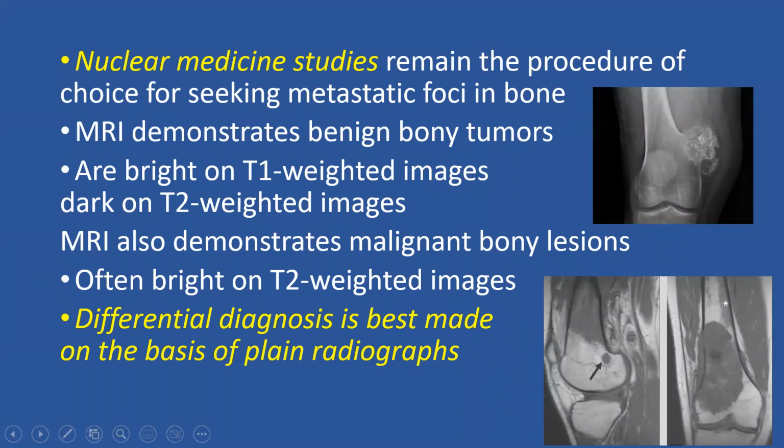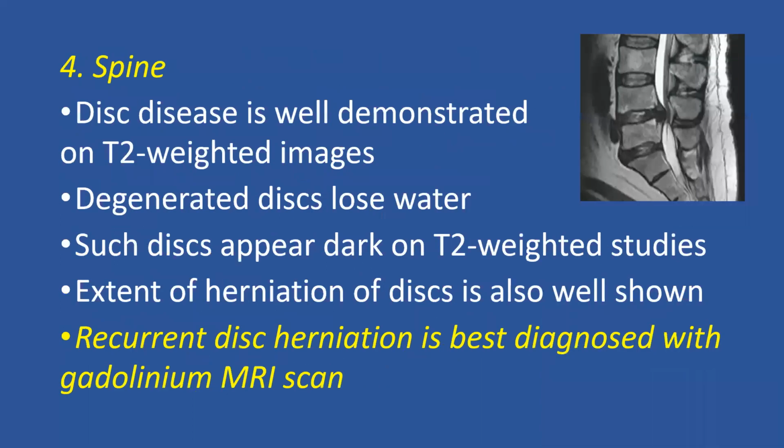So it's for malignant lesions. We see that it's bright on T2. And you should keep in mind that if you want to give a differential diagnosis of a tumor or a lesion in bone, please don't forget that the plain radiographs are the best. We know that in staff meetings, plain radiographs help us teach the residents in giving them a proper differential diagnosis.